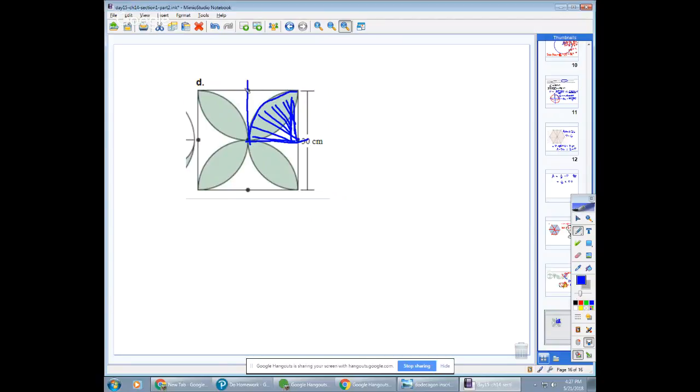So what I noticed was this quadrant up here has a whole area of 225. I want to take away from it the area of that sector. Well, that sector is going to be 1/4 of pi times, let's see, 15 squared. All right?